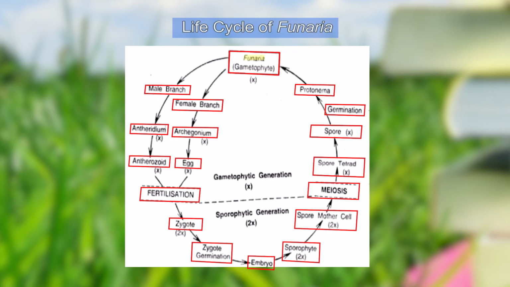So, similar to Marchantia, in Funaria there is alternation of generations. The gametophytic phase alternates with the sporophytic phase due to fertilization and meiosis. The two phases contain two distinct types of morphology, hence there is a heteromorphic life cycle. With this we complete the life cycle of Funaria. So, let us now conclude.